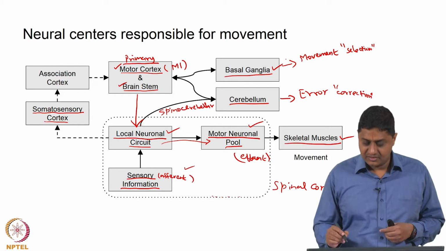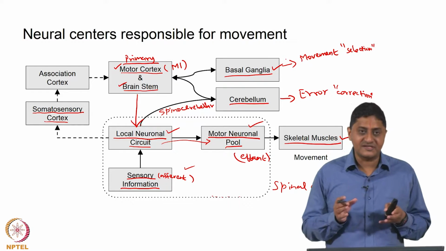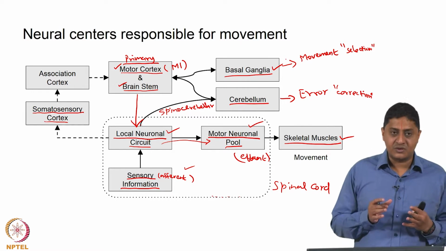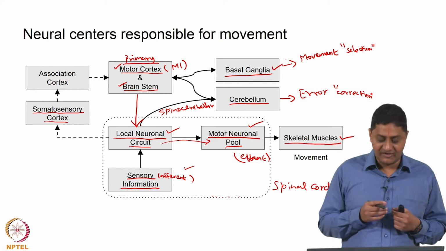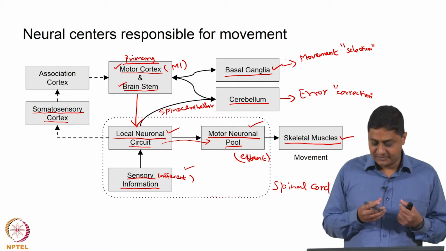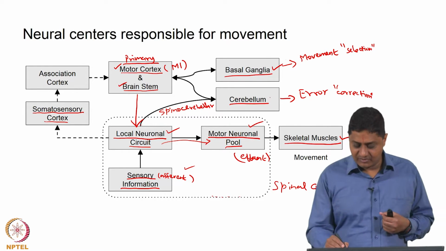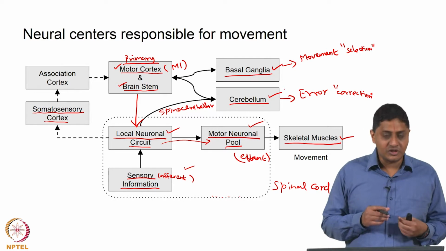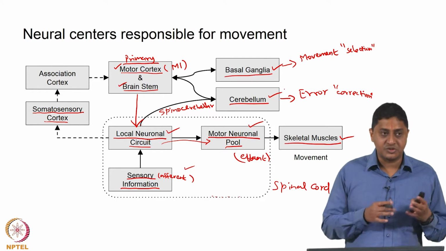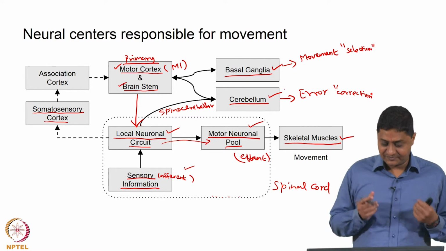So, we will spend a substantial amount of time discussing the crucial role of basal ganglia in movement selection, and what could happen if the basal ganglia is somehow affected, or its normal function is somehow compromised. Same with cerebellum, we will discuss the crucial role of cerebellum in movement control and its contribution to learning, and what could happen if that is compromised, right.